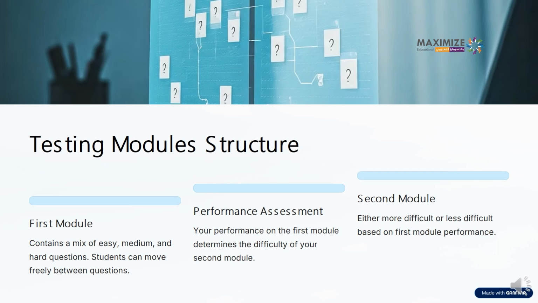Now, the testing module structure. The first module contains easy, medium, and hard questions, and you can move freely between these questions. Once you finish the first module and find that it was easy, this means the second one will be hard, and vice versa. If the first module is hard, the second one would be easy.